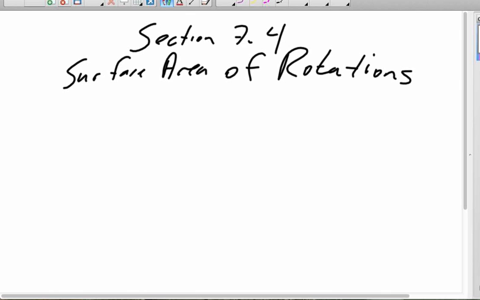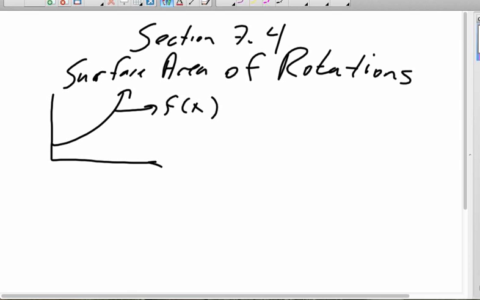Okay, so the first thing then, let's set up what these things are going to look like in a problem. So you're going to have some function here, and we're going to take it over some interval, a to b, and we're going to rotate it, let's just say, around the x-axis. You can also rotate this around the y-axis.